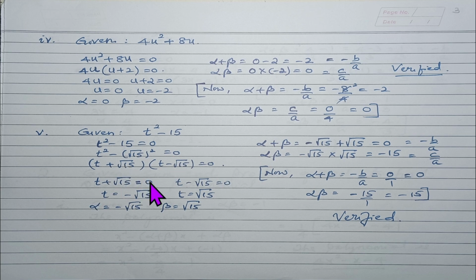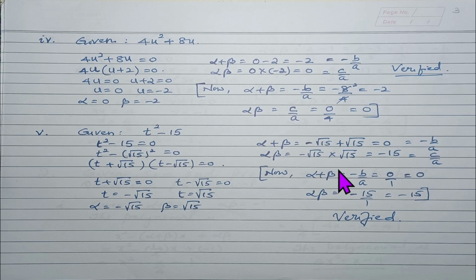T plus root 15 is equal to 0 means t is equal to minus root 15. T minus root 15 equal to 0 means t is equal to root 15. Therefore we have alpha is equal to minus root 15 and beta is equal to root 15. Now let us find alpha plus beta. Alpha plus beta will be minus root 15 plus root 15, that is 0. Let us find alpha beta, that is minus root 15 into root 15. Root 15 into root 15 becomes 15, minus into plus is minus, therefore minus 15.